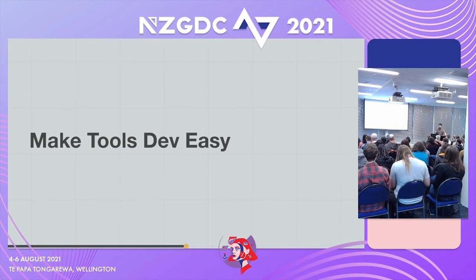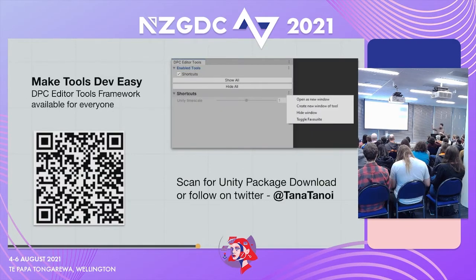But I also don't just want to talk the talk, literally. I want everyone to have an easier time making tools. So for any Unity devs, I have put the really stripped down version of the DPC editor framework up on this thing. The QR code will be available at the end, and I'll put it on Twitter as well. But that is all there for people to be able to just download this and start making tools without having to deal with how does editor GUI layout work? How do I make a new window? How do I decide what hierarchy the window should go in?